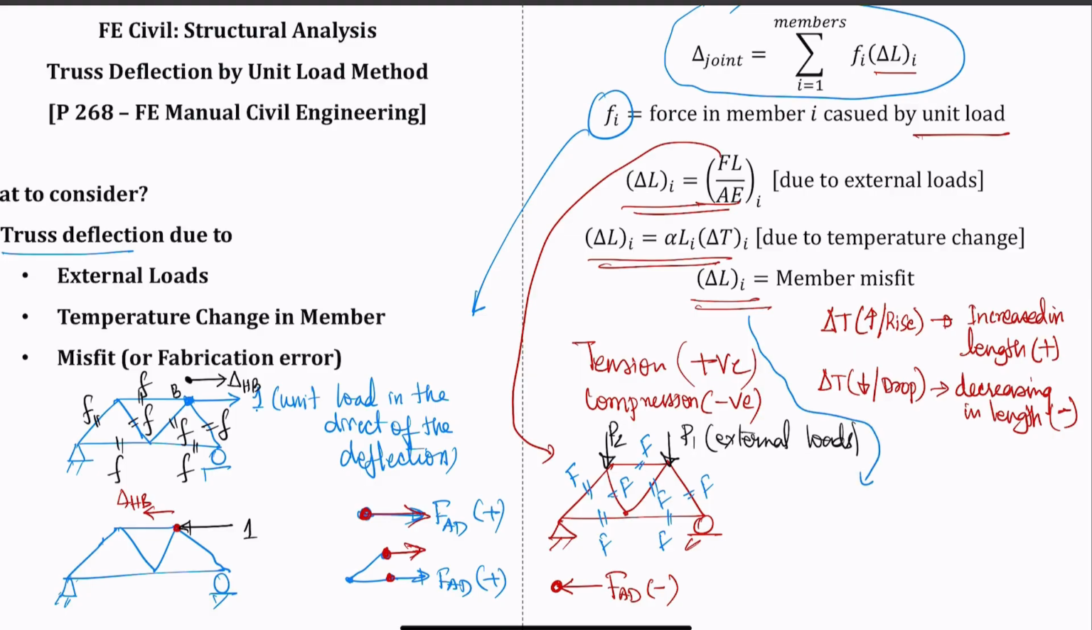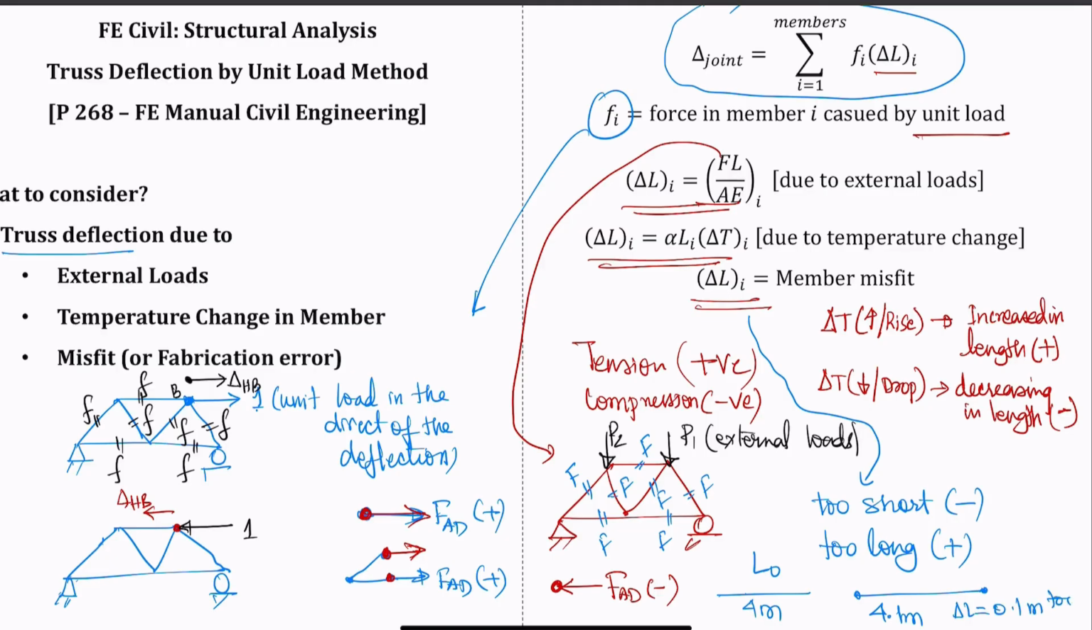What about the member misfit? The member misfit, if it's too short, then it'll be negative, and too long will be positive. What does it mean by too short, too long? So you'll say that, let's say your original length that you required is 4 meter, but what you receive from the factory is 4.1 meter. So you'll say that your delta L will be 0.1 meter too long.